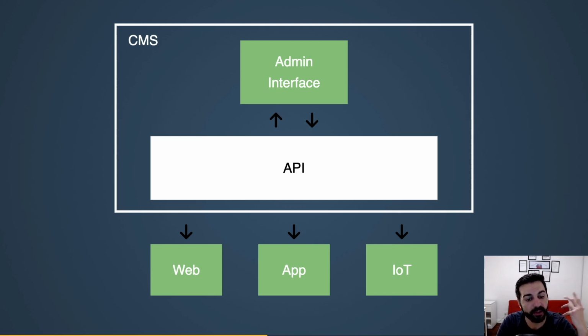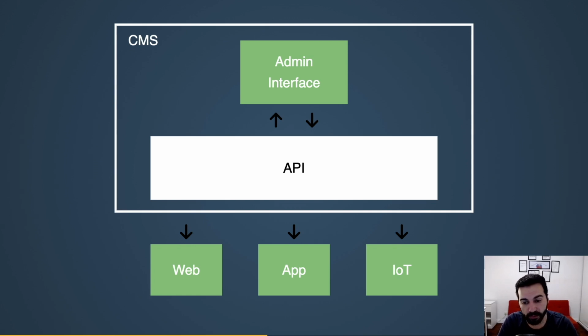For instance, a website or a web application, a mobile application, or probably an application that we want to create for a smart device like a smartwatch or something like Amazon's Alexa product. And we can deliver content to those platforms.